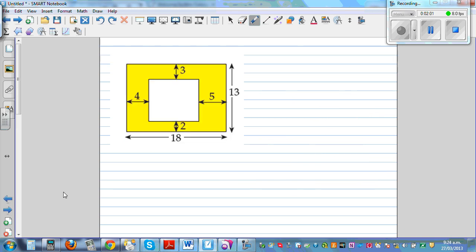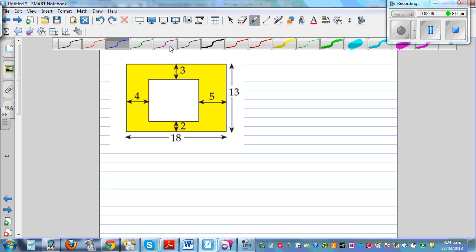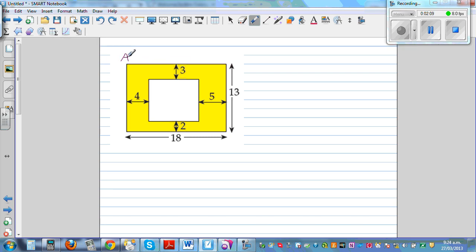Okay, so the next question, we want to find this shaded area. Let me split this into two rectangles. This is the outside rectangle ABCD, and this is the inside rectangle PQRS. How can you find the shaded area if you know the area of the outside rectangle and the area of the inside rectangle? That is something you need to think about yourself. So let's find the area of the outside rectangle, the area of ABCD.